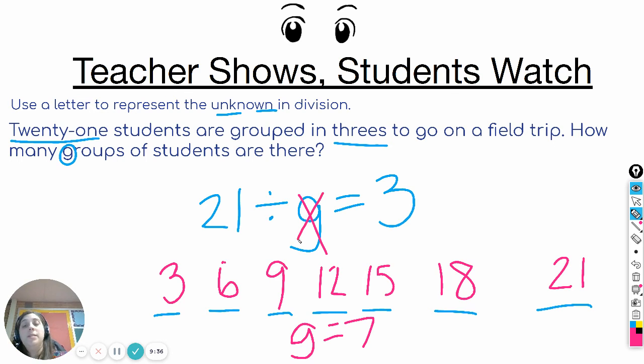Okay, that means that G equals 7. So 21 divided by 7 equals 3. They have 21 students and they divide them into 7 groups. There will be 3 students per group.